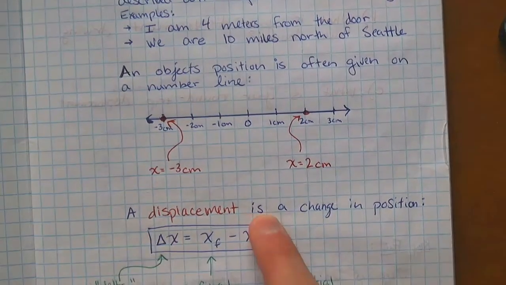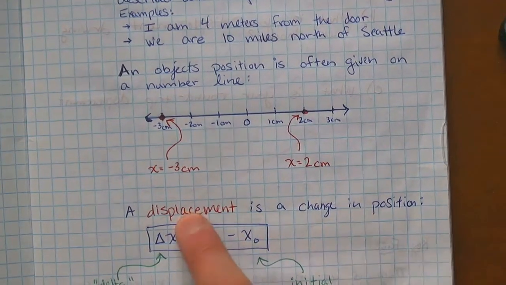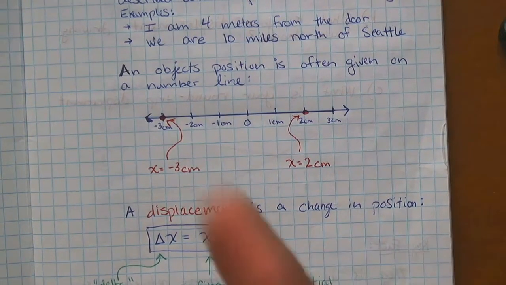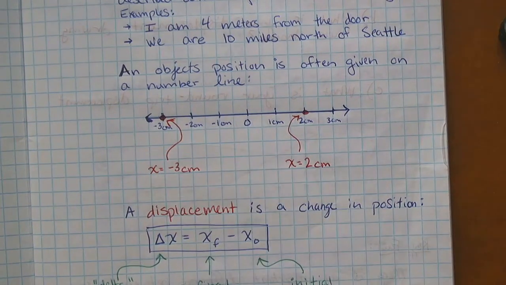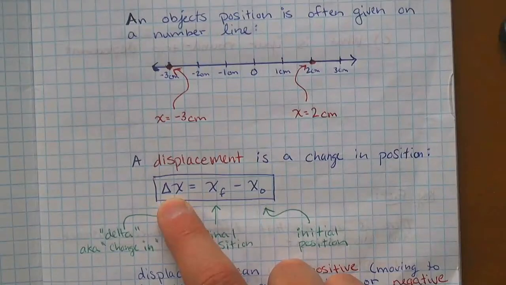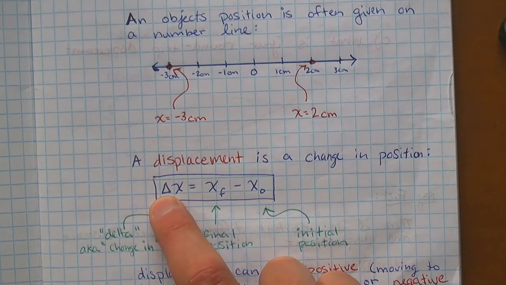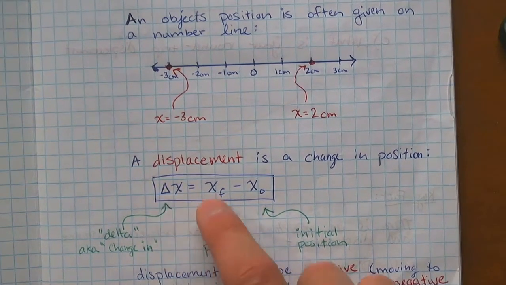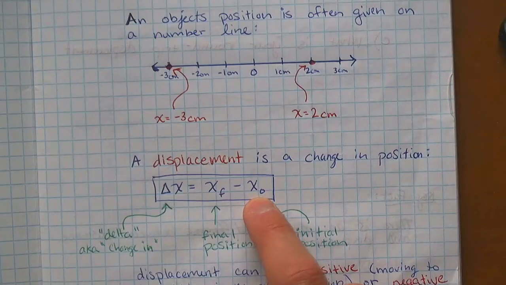A displacement is a change in position. When you go from one position to another position, we call that a displacement. We call the displacement delta x. This little triangle here, that's delta. It just means change in. It means final minus initial. That is the definition of delta: final minus initial.